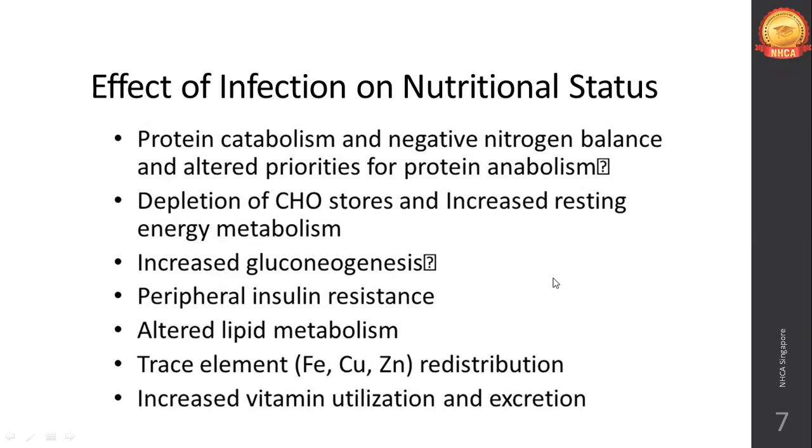Altered lipid metabolism. Lipid metabolism is quite high. Trace elements like iron, copper, and zinc will be redistributed based on wherever they are required. In the case of infection, copper, zinc, and iron. Copper also has antibacterial abilities. Zinc also has antibacterial abilities. So definitely these trace elements will be redistributed based on where the infection is, what infection it is. Increased vitamin utilization and excretion. Even if from diet the body is able to absorb the vitamin, that amount of absorbed vitamin will be lost through feces or through urine as well.